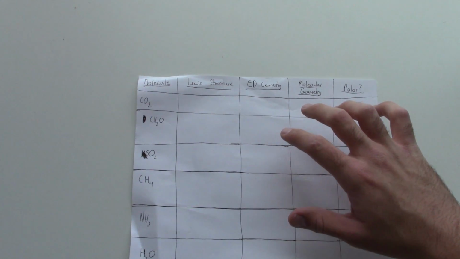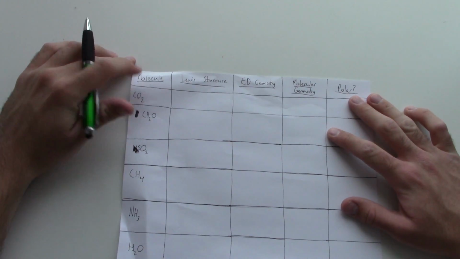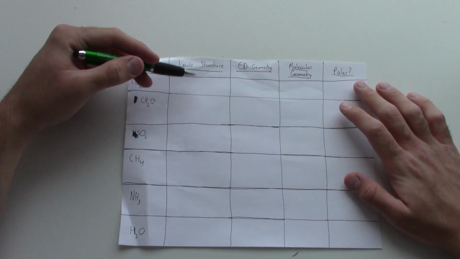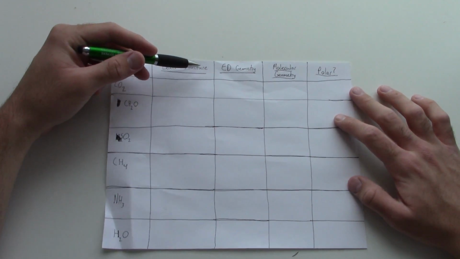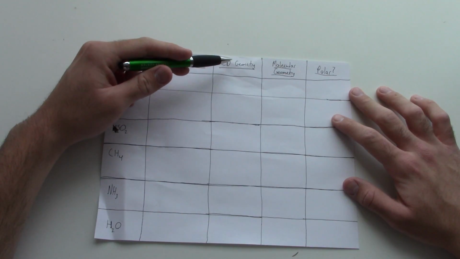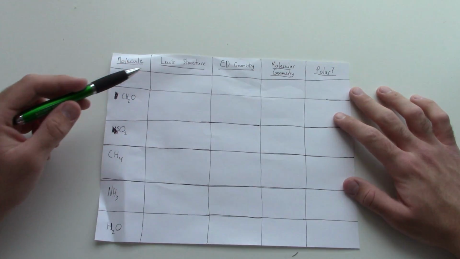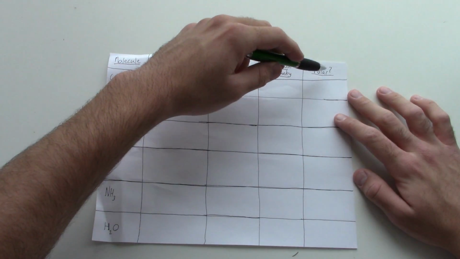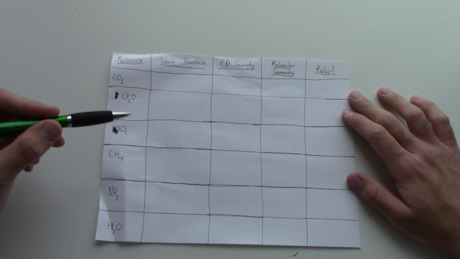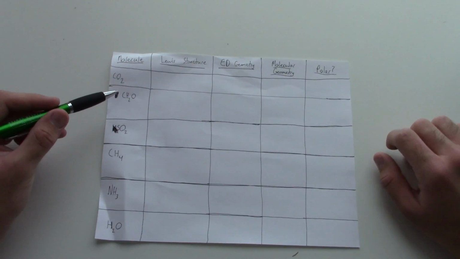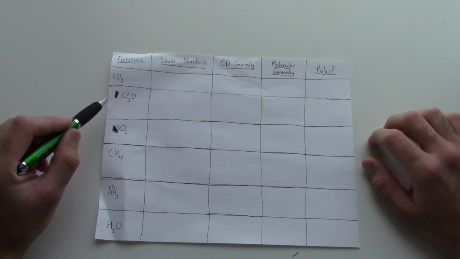So here in this chart I have molecules, what the Lewis structure of those molecules should be, what the electron domain geometry should be, the molecular geometry, and whether the molecule is polar or nonpolar. There's an easy way to tell if a molecule is polar or nonpolar, and we'll be covering all of that in this video. So let's start with carbon dioxide.